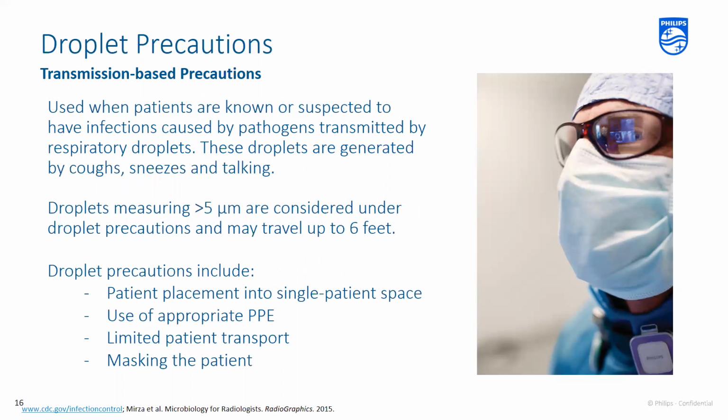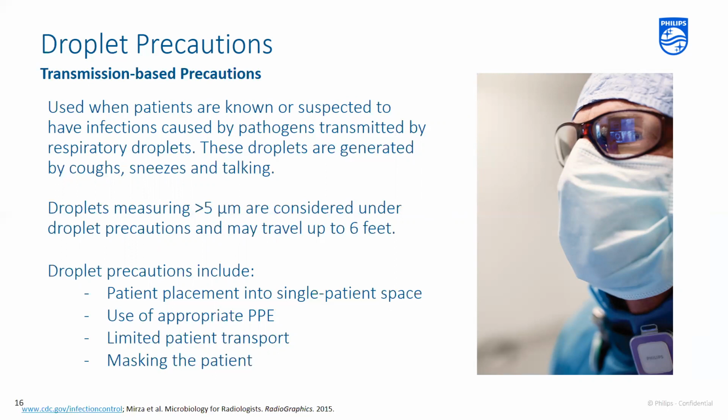The next transmission-based precaution we'll discuss is droplet precaution. This is used when patients are known or suspected to have infection caused by pathogens transmitted by respiratory droplets. These droplets are typically produced by coughs, sneezes, and even talking. Droplet precautions are implemented only if the droplet is greater than 5 micrometers in size. It is possible for the respiratory droplets to travel up to 6 feet.